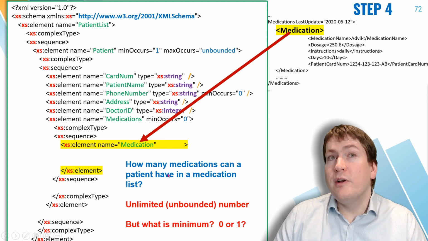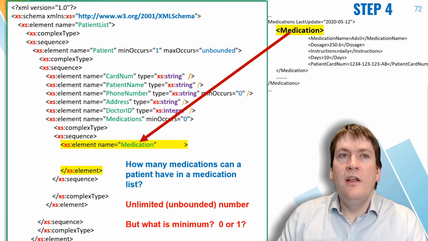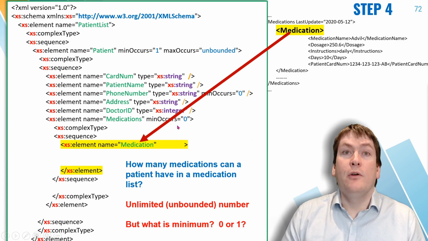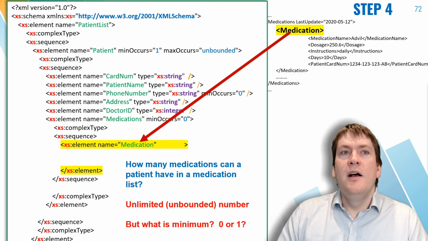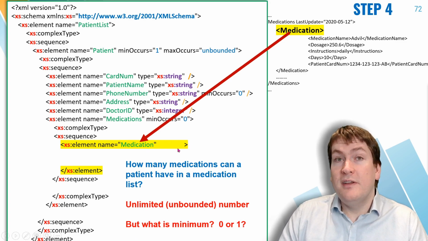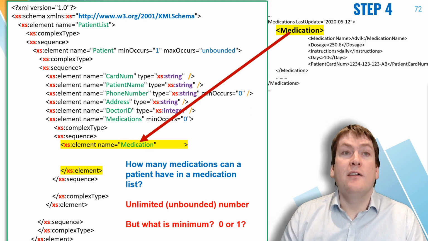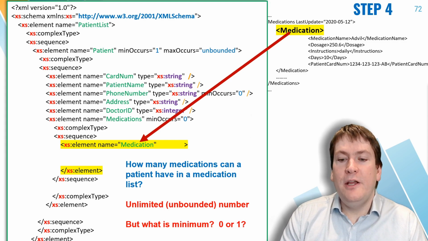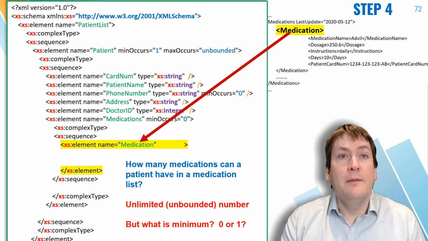But now the question comes up again: how many times is this going to occur? It's important to remember that we decided before that the whole list can occur 0 times, so they could have no list or they could have one copy of the list. But how many times can each medication itself on that list occur? That's like how many items are on the list, regardless of whether you have one or not. You might want to pause the video and try to think about it. Is it unlimited? But what would the minimum be?